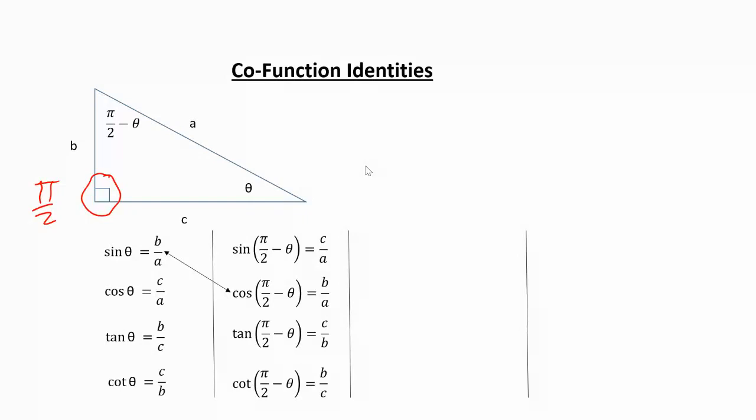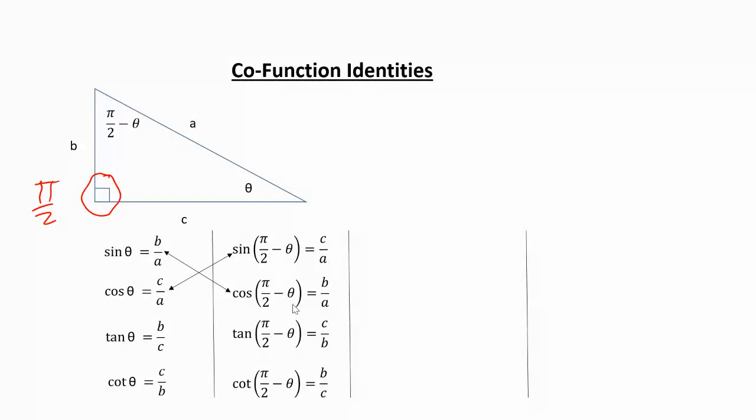This one says that b over a is equal to the sine of theta. This one says that b over a is equal to the cosine of pi over 2 minus theta. Now, if b over a is equal to both of those things, does that mean that sine of theta must be equal to the cosine of pi over 2 minus theta? We're going to get to that in a minute, but I want to show you some other things that are equal.